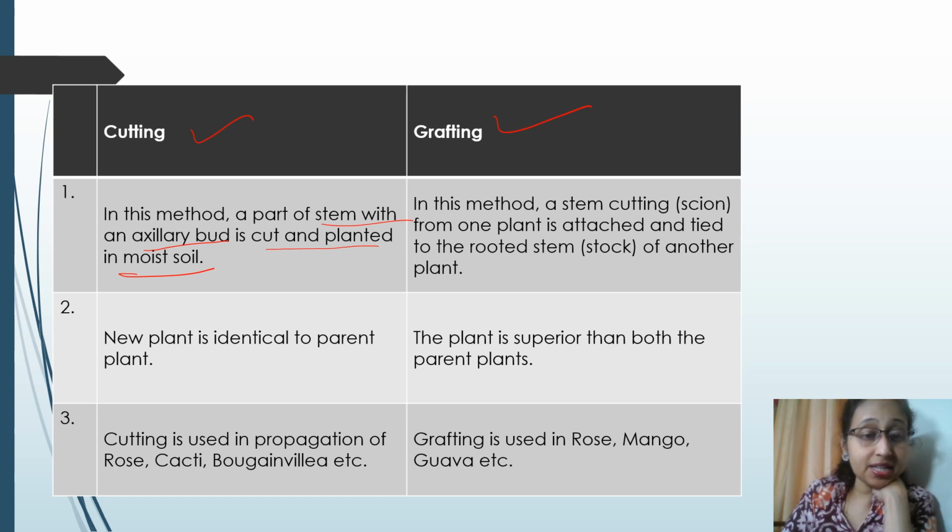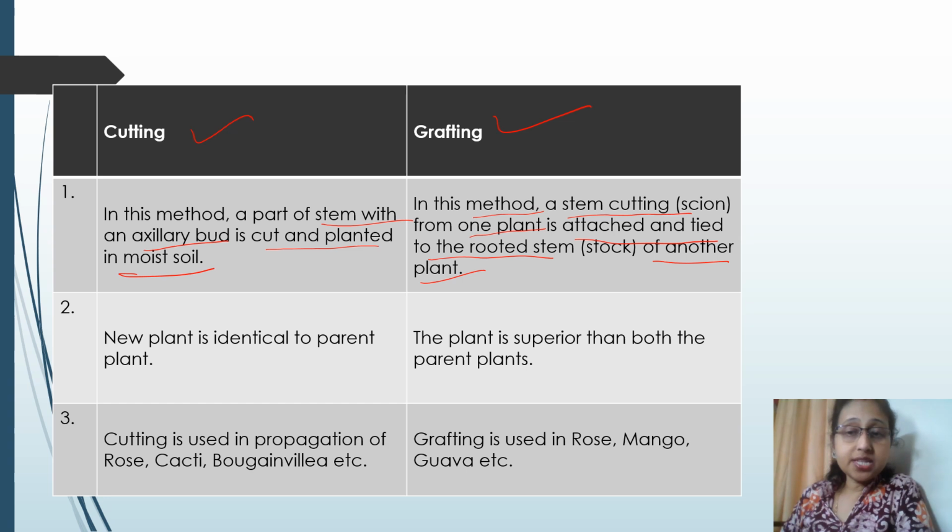In the cutting method, a part of the stem with an axillary bud is cut and planted in moist soil. Whereas in this method, a stem cutting from one plant is attached and tied to the rooted stem of another plant, right? So the stem cutting or the scion from one plant is attached and tied to the rooted stem or the stalk of another plant. We have done this process. So the stem is cut, it is tightly attached and tied to the stalk of another plant.